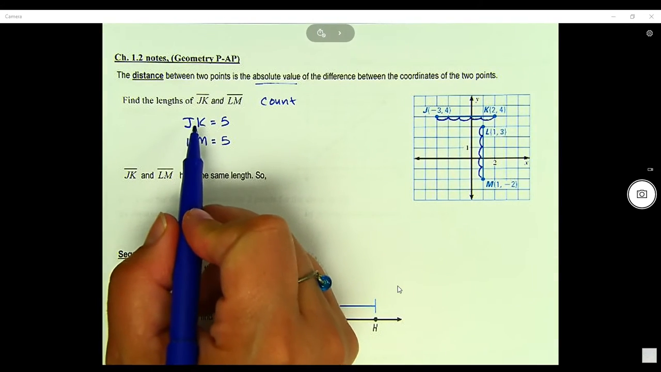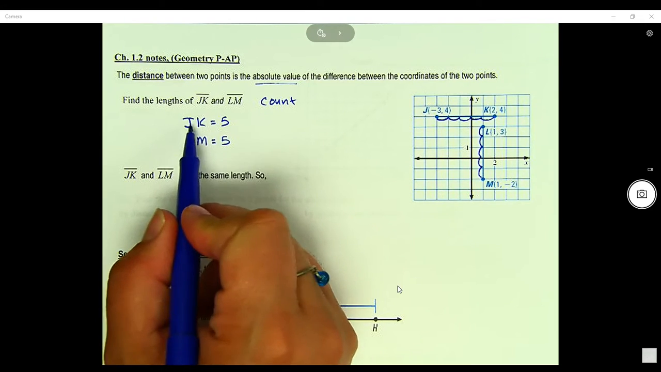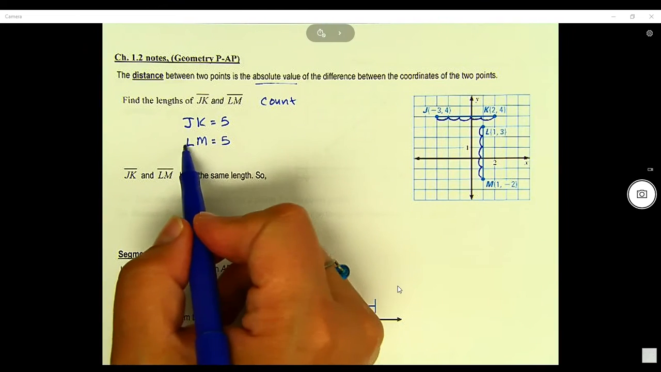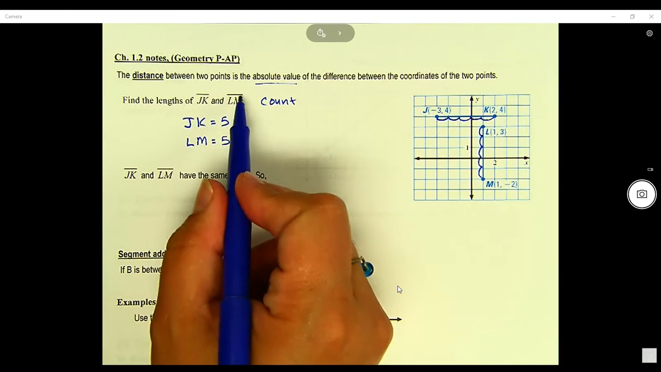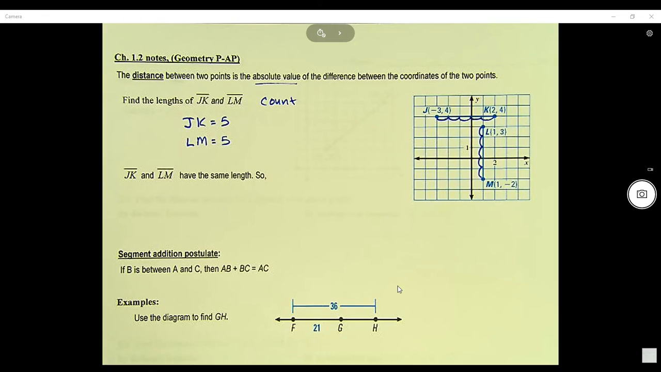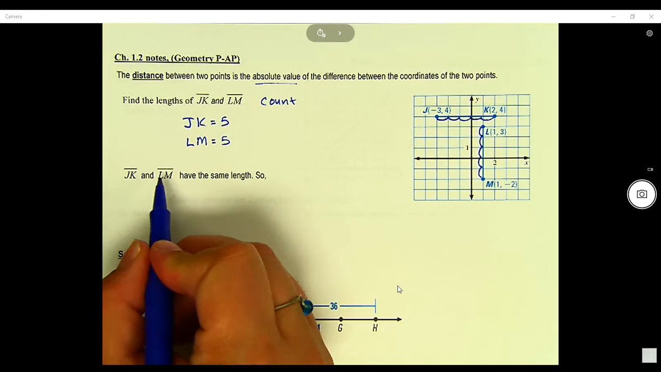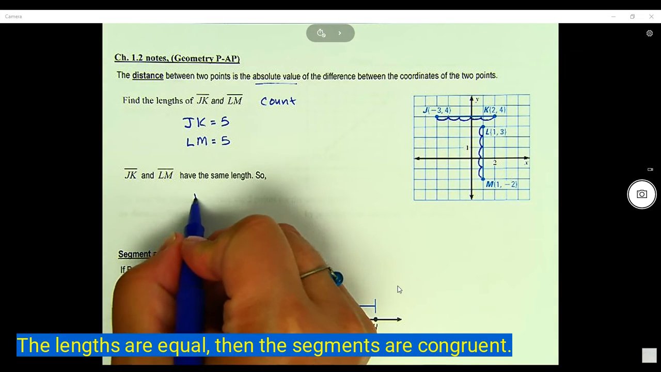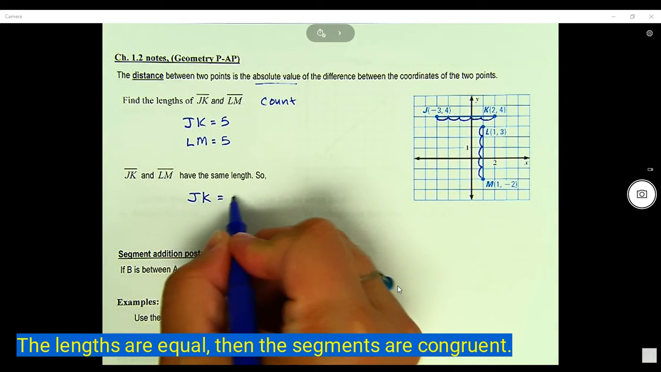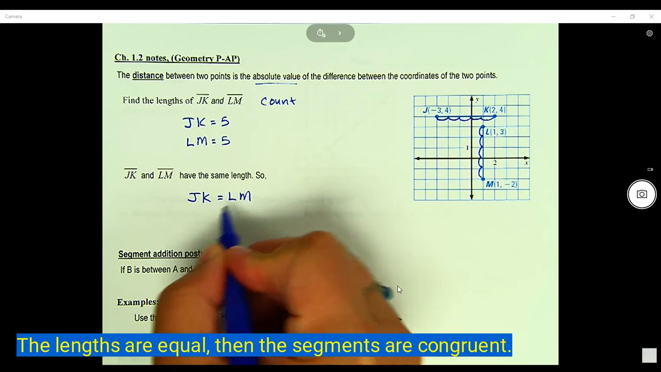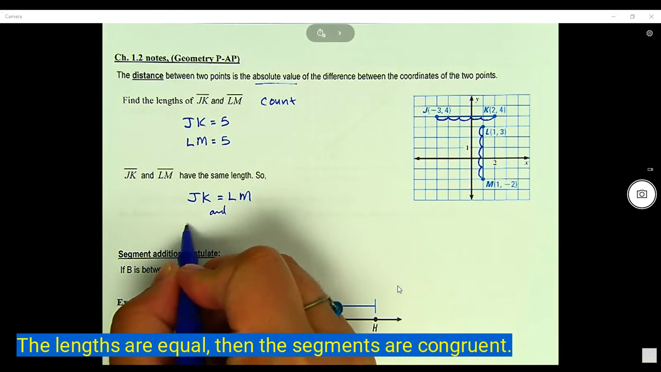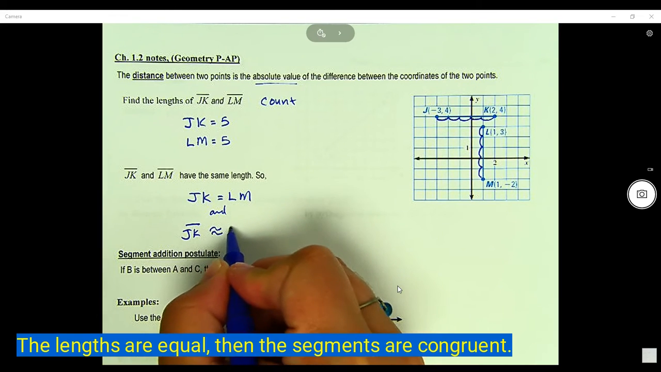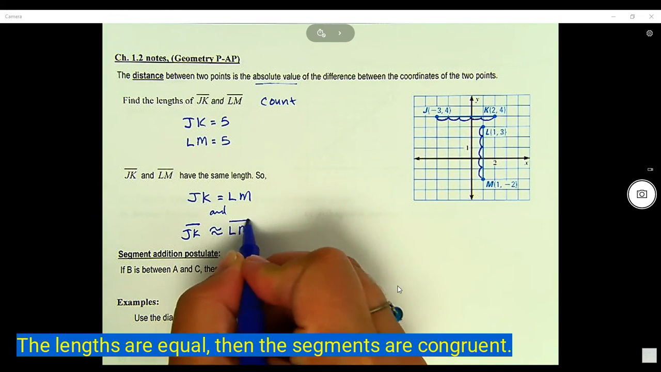Notice when I'm talking about the length of segment LM, it doesn't have the hat on, but when I'm naming the segment LM, it has the hat on. So the length of when there's no hat, and then segment LM when there's a hat. All right, segment JK and segment LM have the same length, so the length of JK is equal to the length of LM, and segment JK is congruent to segment LM.